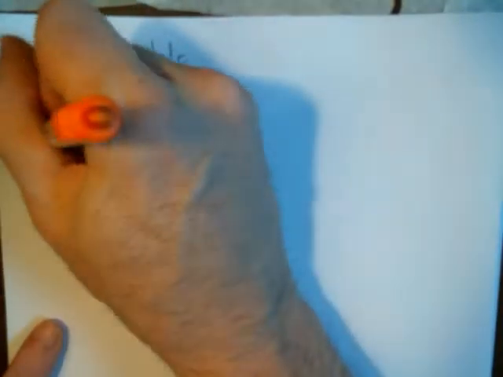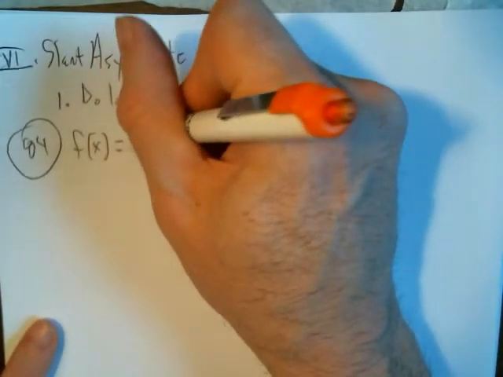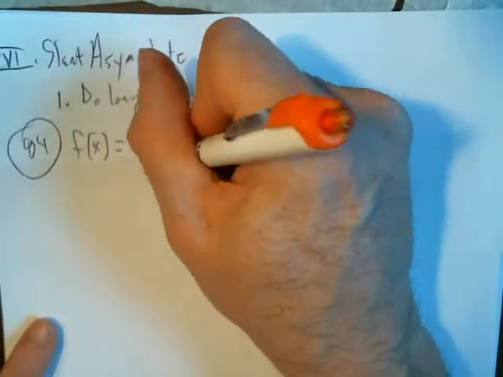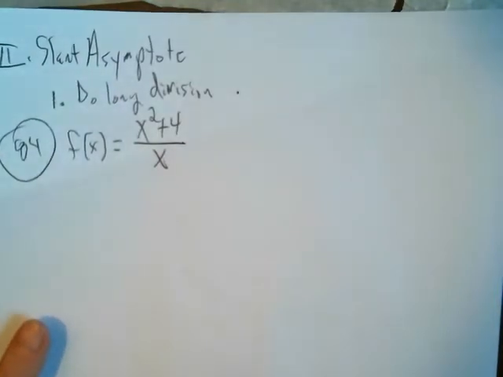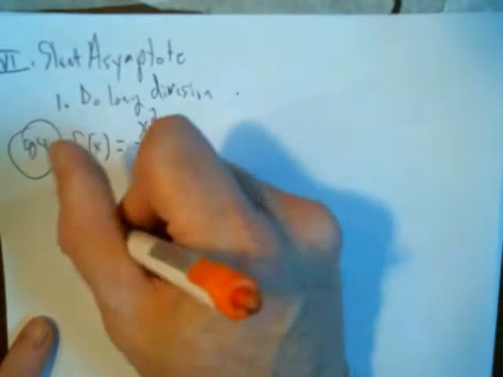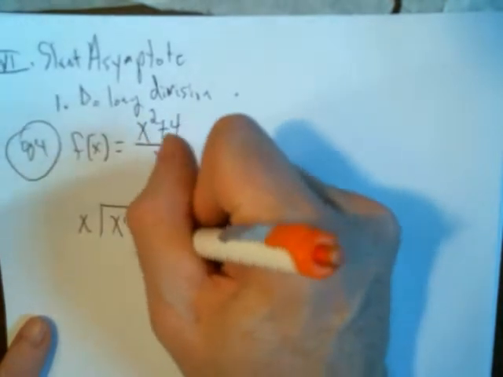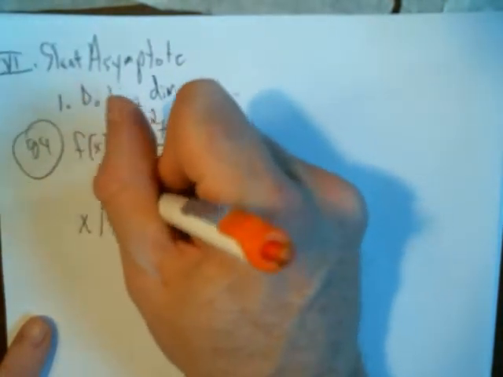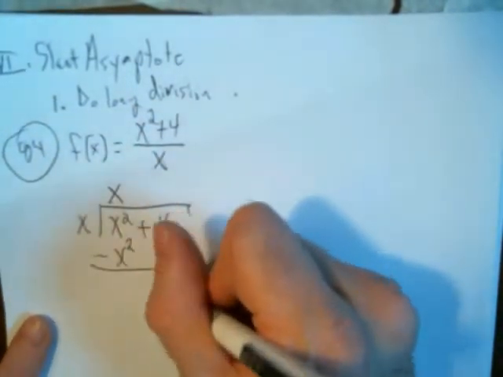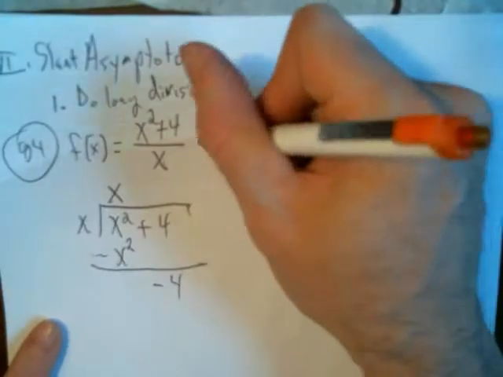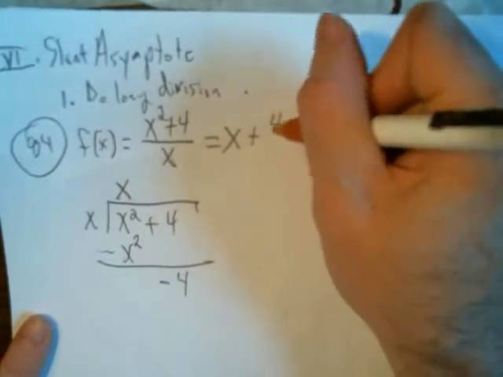Okay. So problem 84, we have f of x equaling x squared plus 4 all over x. So we'll go after that slant asymptote. I'm going to have to do long division. So x into x squared plus 4. What times x is x squared? So x times x is x squared. And then subtract. So you can bring down the 4. And then that's it. So this will equal x plus 4 over x.